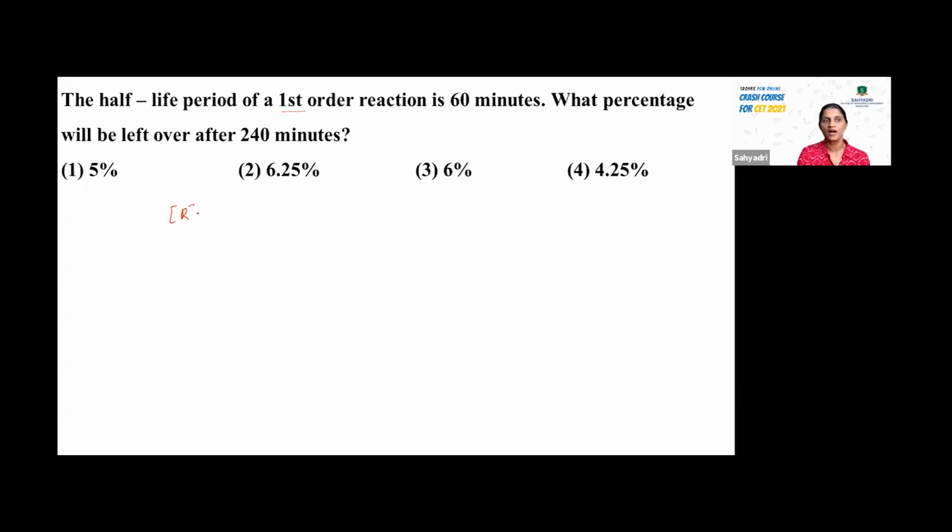So the concentration of R remaining after 4 T halves is, if you take the initial concentration as 100, divided by 2 to the power 4. So that also you can calculate. Or what you can do is, first order reaction, what came? 60 minutes. So how much is remaining now? How much reacted? 240 after 4 T halves. How much will react?